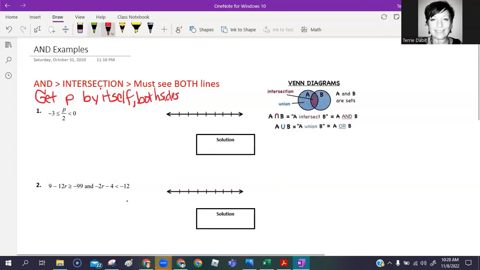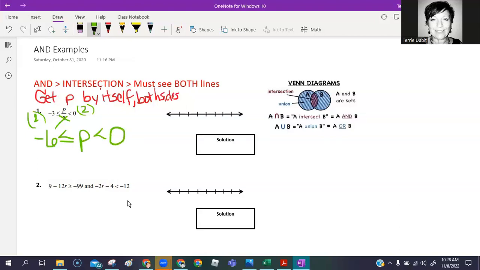In this particular case, I'm going to multiply both sides by 2 because you'll see it'll cause that 2 to go away. So I'm left with -6 less than or equal to P, which is less than 0.